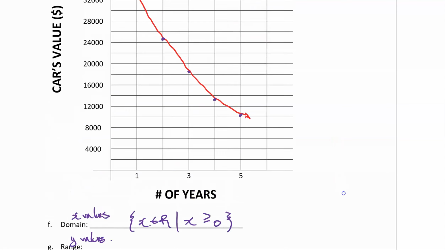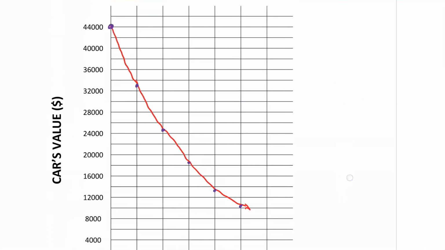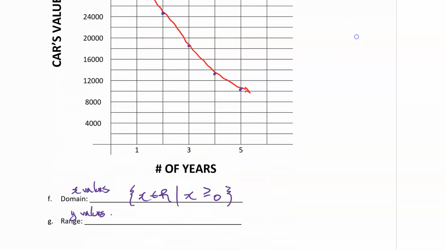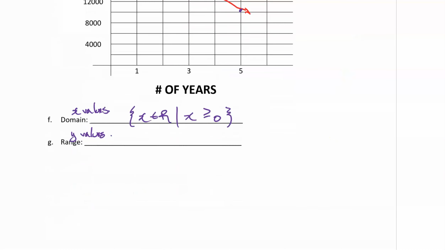Okay, what about the y values? The highest point for the y values is 44,000. The lowest point for the y values, if you guessed it, what's the least a car can be worth? 0. Okay? 0. Book value. So, how do you capture this? We're going to say y belongs to real numbers such that y is between 0 and 44,000, like this. Okay? Can it equal them? Yep.